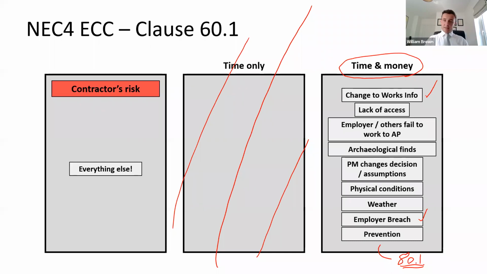So if your site has to close due to a piece of civil disobedience, whatever the case happens to be, or you don't get access, or there's exceptionally adverse weather judged against the NEC test for that under 60.1(13), then you get the time and money consequences, which is entirely different to the JCT. It's entirely different to the public works if you're working in the Republic of Ireland. And so do make sure that you understand how your standard form deals with these very common issues.